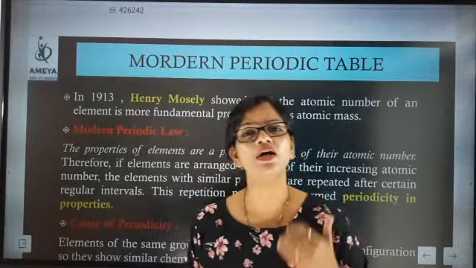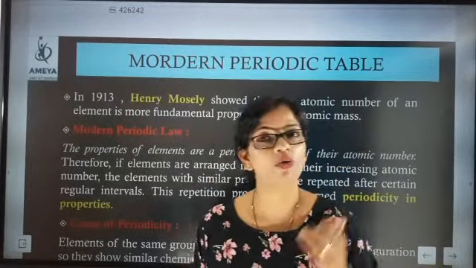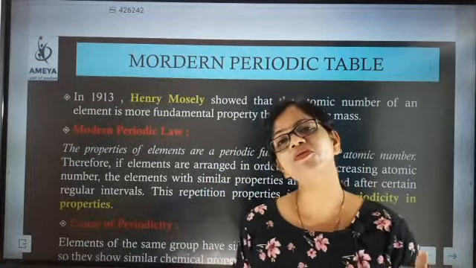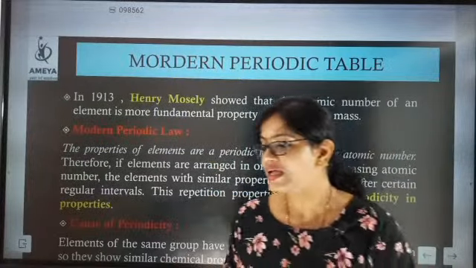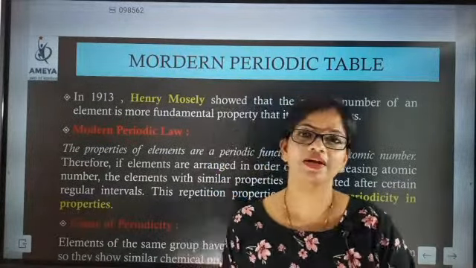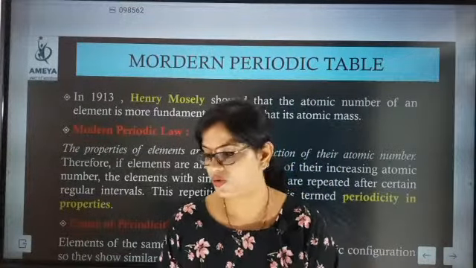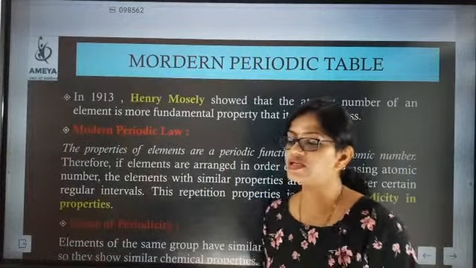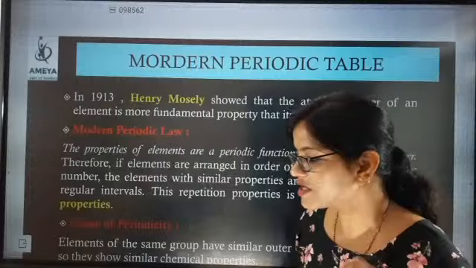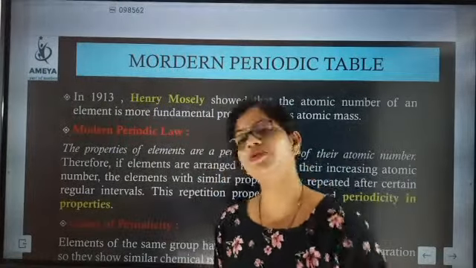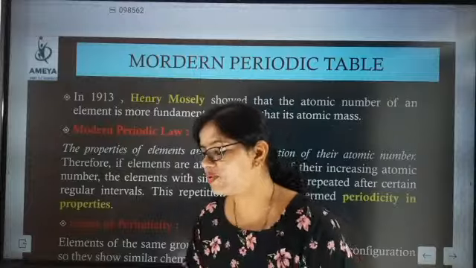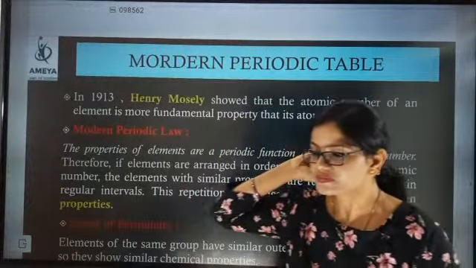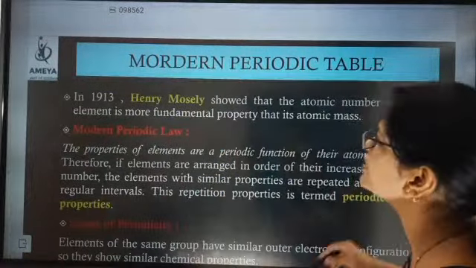The elements were arranged according to their atomic number. That was one of the basic and important points related to the modern periodic table. It stabilizes the periodic table. So the modern periodic table is far more stable compared to the other periodic tables, or compared to Mendeleev's periodic table. I hope you have understood this point. Until here, I hope everybody has understood.